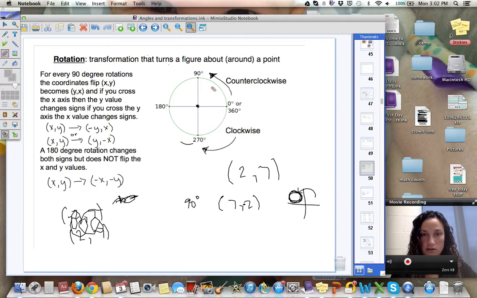We just have the rule up here just for 90, but you could also write it for every 90 degree or 270 degree rotation. They're the same thing.